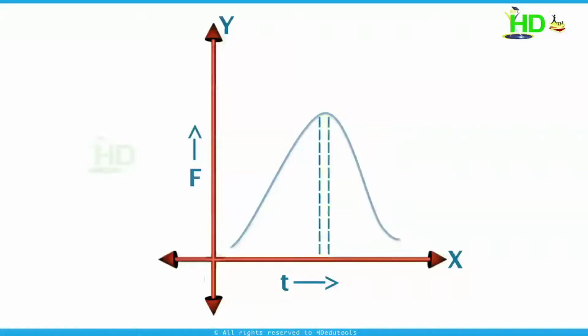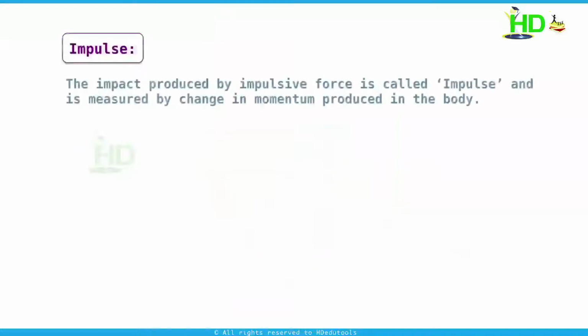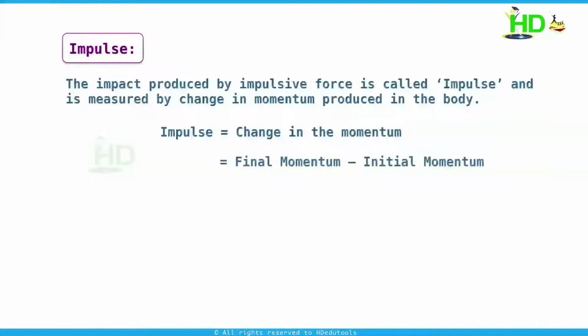That means as impulsive force varies, measuring is difficult, but it can be measured with the help of change in momentum. The impact produced by the impulsive force, that is called impulse, and is measured by change in momentum produced in the body. That is, impulse is equal to change in momentum, that is final momentum minus initial momentum, or mv minus mu. Here m into v is the final momentum, m into u is the initial momentum.